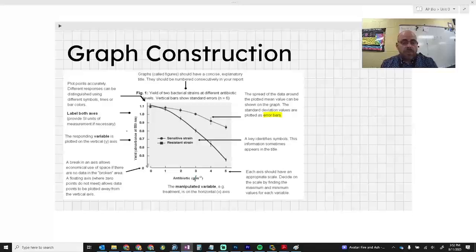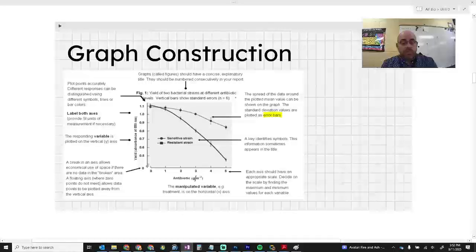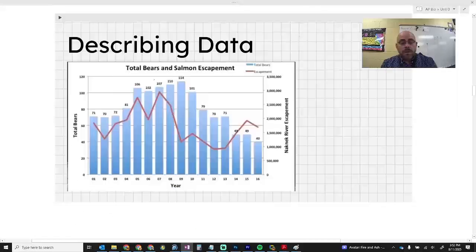Hopefully your teacher will give you lots of practice on graphing so that you will be adequately prepared for that particular question on the exam. Every year, the number 2 question has a graph on it, and that is worth 3 points. So it's pretty important. Another thing that you're going to be asked to do often is describe data, right?